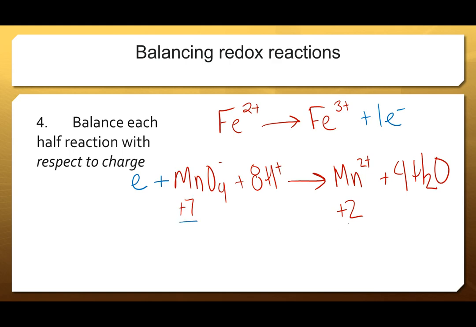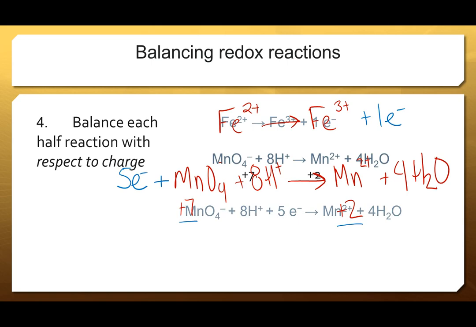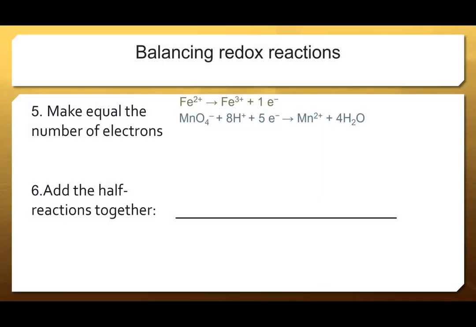And to go from +7 to +2, we need 5 electrons to make that change, right? So 7 add 5 negatively charged particles. Now we're down to a +2. Okay. And then lastly, we're going to balance or make equal the number of electrons. So we can't have iron losing 1 electron and manganese taking on 5 electrons. Where do those other 4 electrons come from?